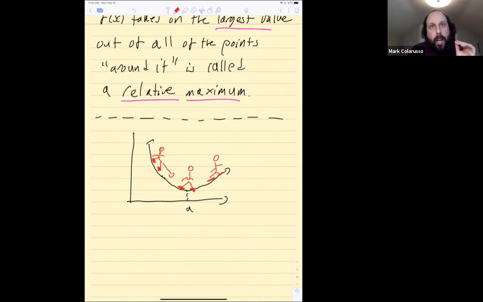So this point A, the bottom of this valley, right? This is the point where the function is the smallest value amongst all the values around it, right? The bottom of the valley is the smallest height amongst all the values around it. That point is called a relative minimum. It's the minimum point in relation to points around it. Okay, so we can say that.